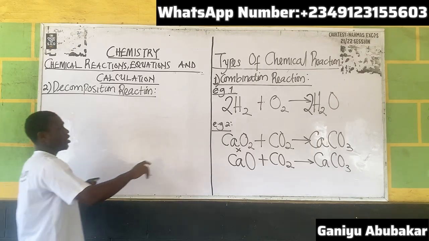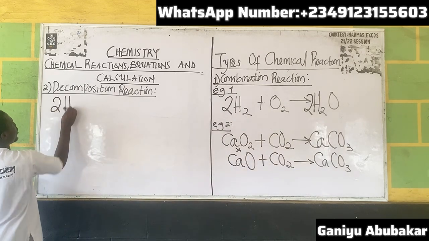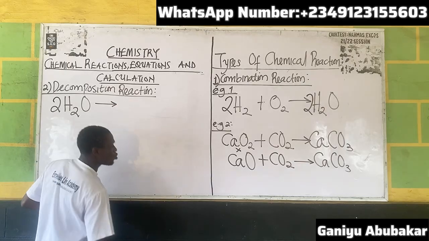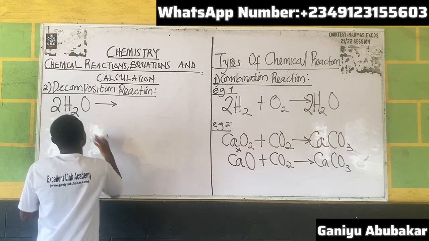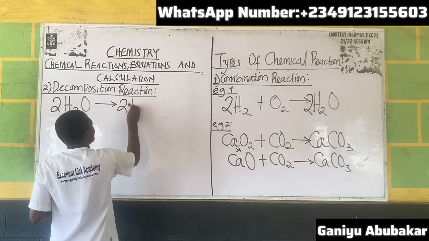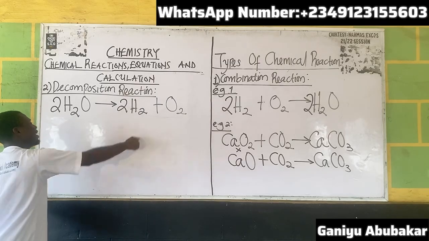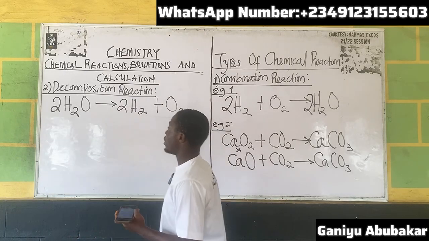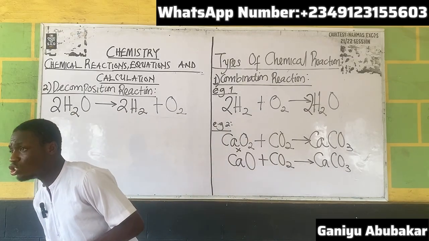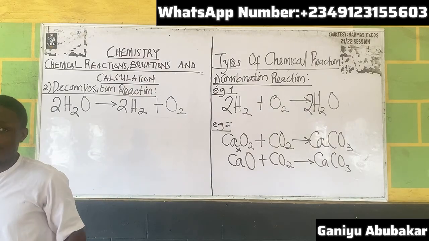Example, the reverse. This one first. This gives you 2H2O, which breaks into component elements. It breaks. This one is bigger. It does not break into component elements. That gives you 2H2 plus O2. This here is a typical example of a decomposition reaction. For a decomposition reaction, you have a bigger one breaking down into two or more smaller ones.